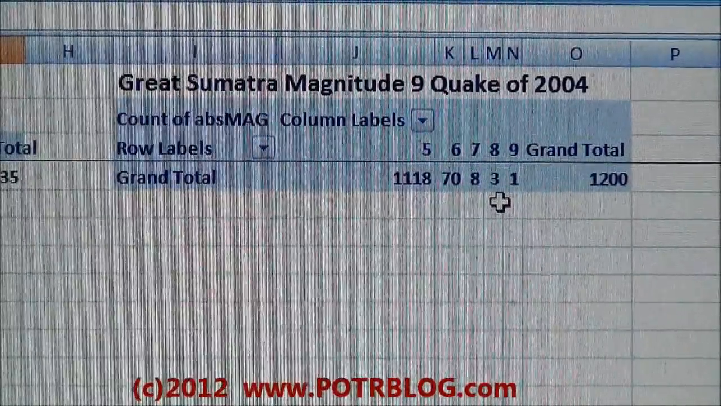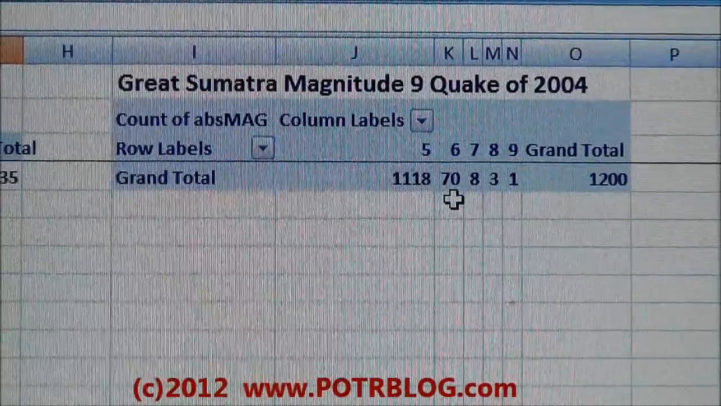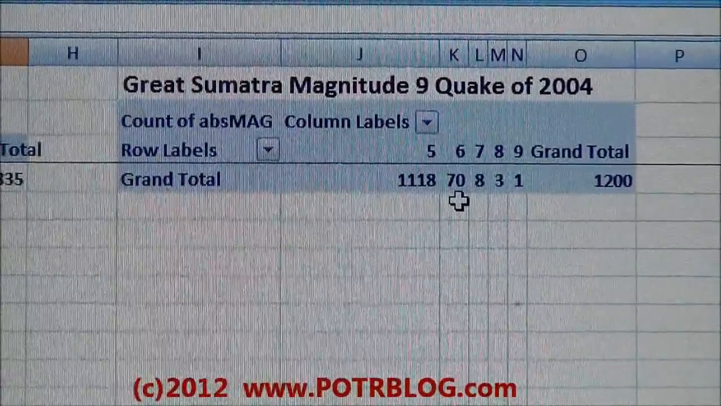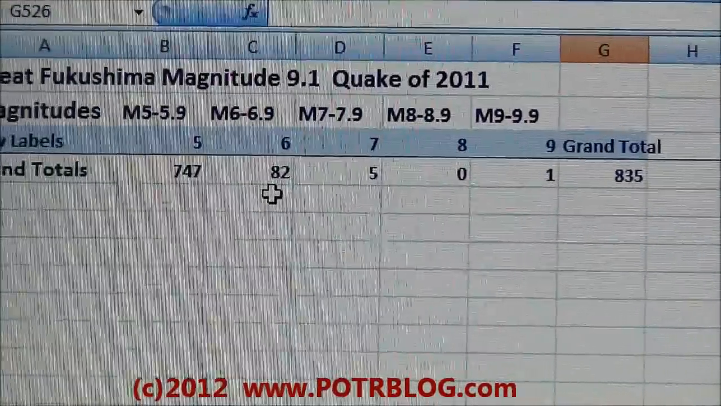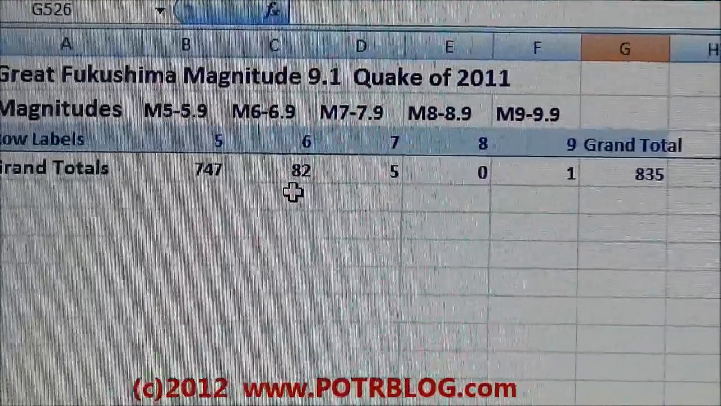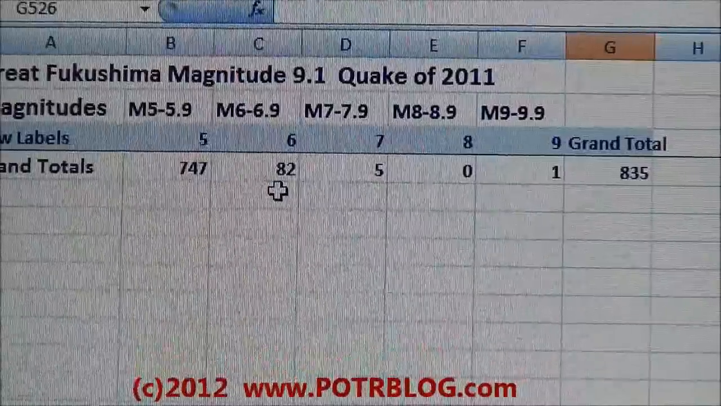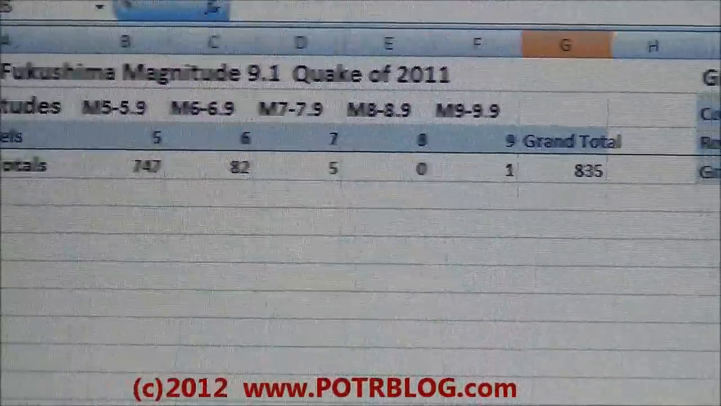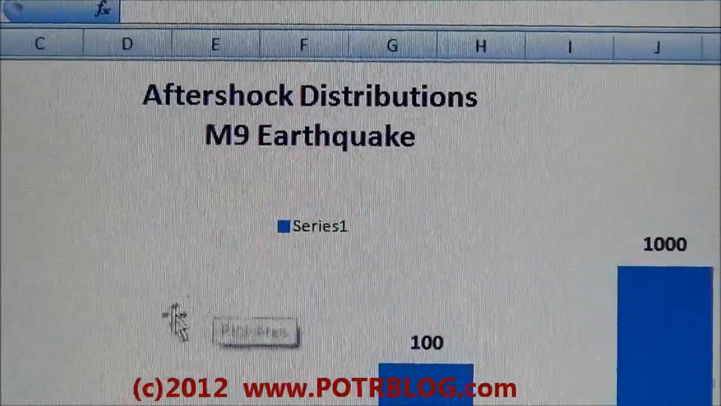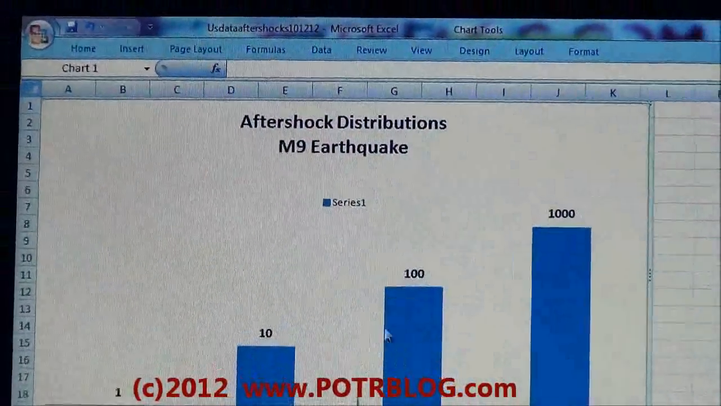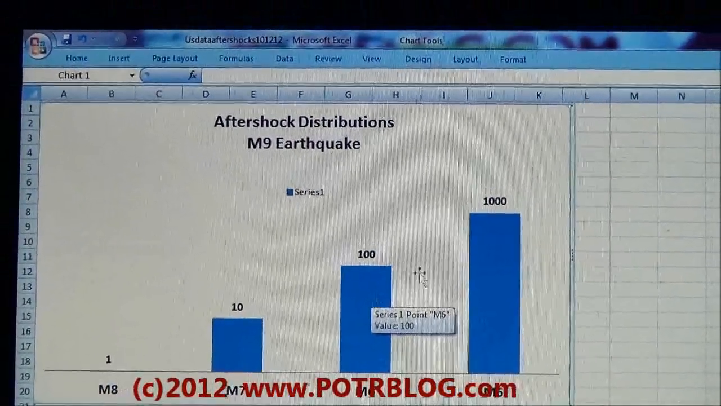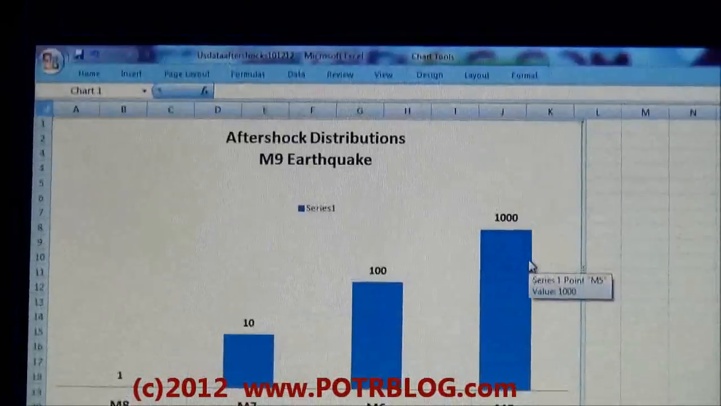Now, one thing that's interesting again is across these last 8 years, only 70 magnitude 6s. You compare that to Japan, and we've had 82 magnitude 6s in 1 year. Now again, if we look at the distribution for a magnitude 9, we expect 1 magnitude 8, 10 magnitude 7s, 100 magnitude 6s, and 1,000 magnitude 5s.